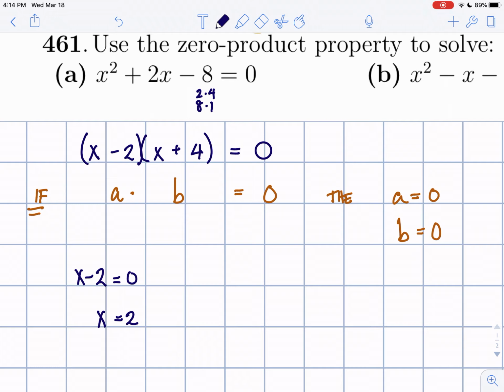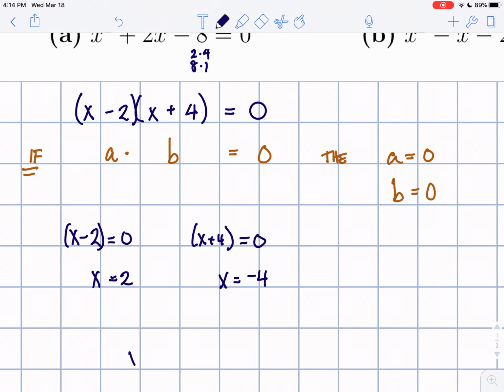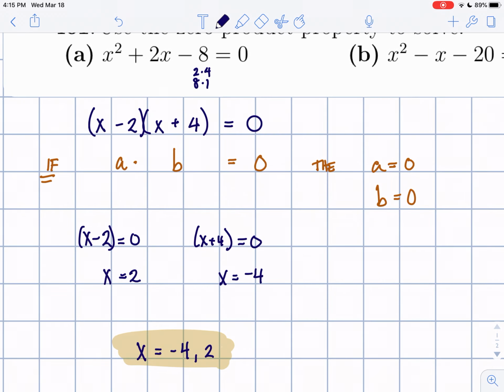Separately, if I look at the b term, x plus 4 equals 0, well, if x equals negative 4, that would send that whole term to 0. So my answers for what sends this whole equation to 0, either negative 4 or 2 would work. So that's how to use factoring to solve the zero product property problem. Look at, I forgot to put an N on then. Sorry. Alright, part B.